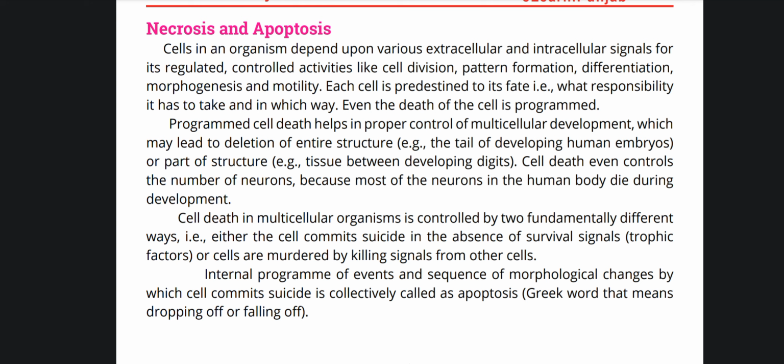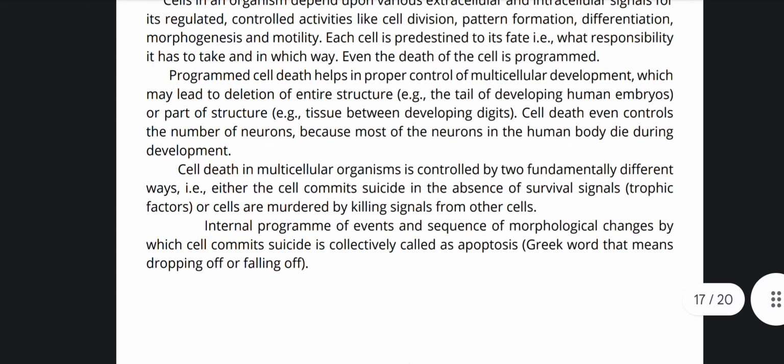Cell death in multicellular organisms is controlled by two fundamentally different phases. Either the cell commits suicide in the absence of survival signals, or trophic factors, or cells are murdered by killing cells from other cells. The internal program of events and sequence of morphological changes by which a cell commits suicide is collectively called apoptosis, which in Greek means dropping off or falling off.